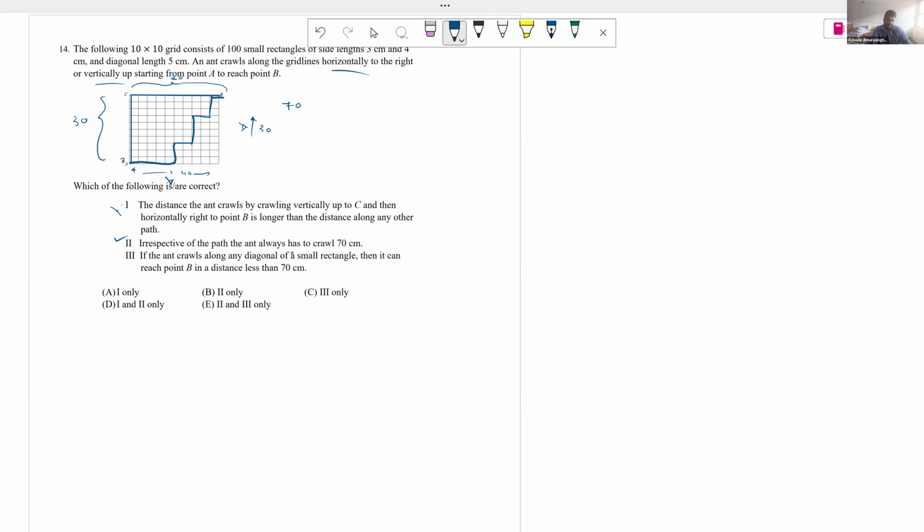so that immediately becomes false. And finally, if the ant crawls along the diagonal, so let's think about a small box here. You have 4 centimeters and 3 centimeters. However, if you walk along the diagonal, that would be 5 centimeters. So here, this way would be 7 centimeters and this way would be 5 centimeters. So you will shorten your length. So it will reach the destination in less than 70 centimeters. That's correct. So that's 2 and 3 on.